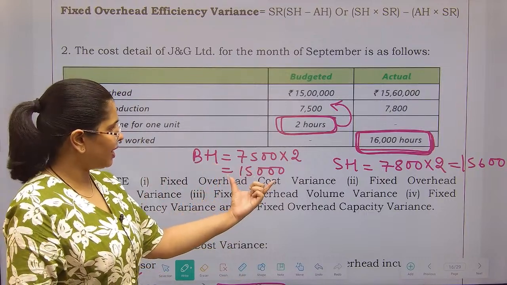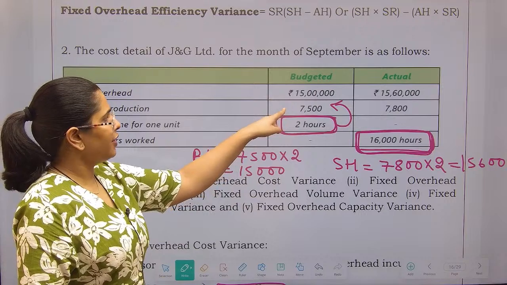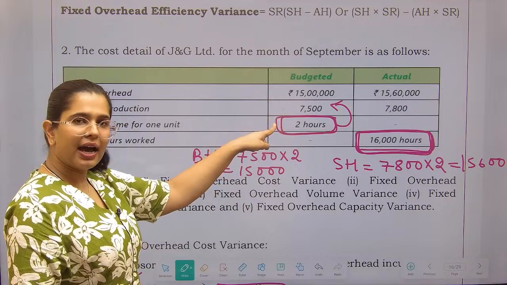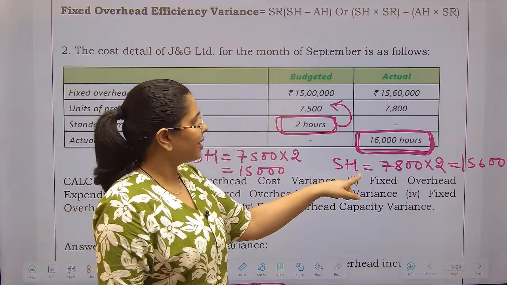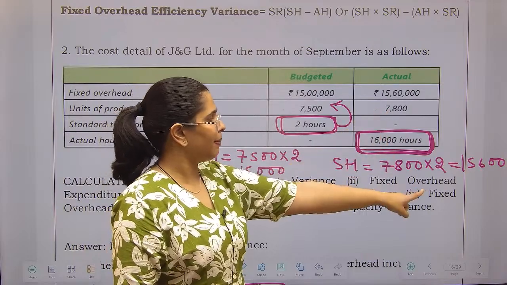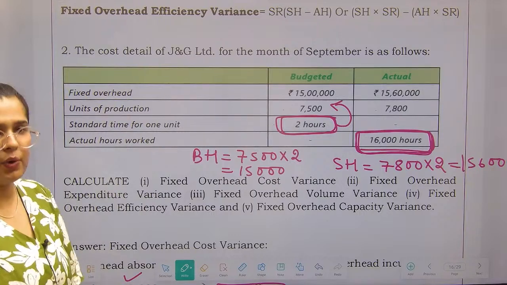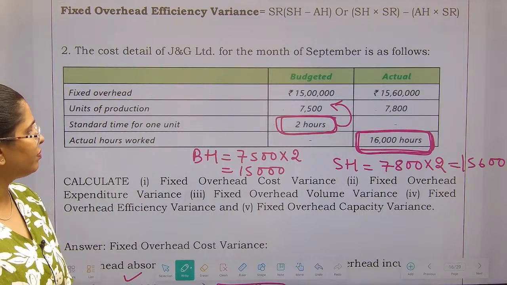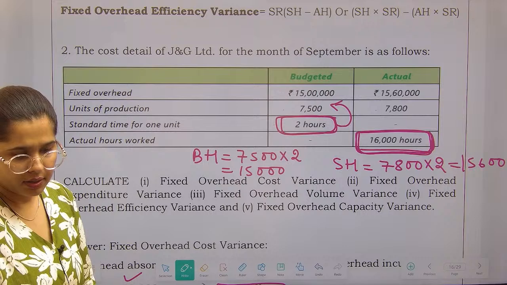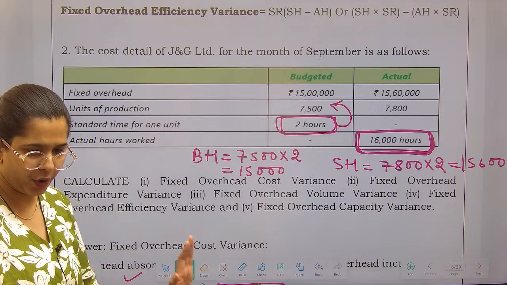ये आपका budgeted hours होगा, which is budgeted units multiplied by standard hour required. Then standard hours क्या होगा? Actual units multiplied by standard hours required in order to complete it. Is there any question regarding this? ठीक है, I hope we are clear.